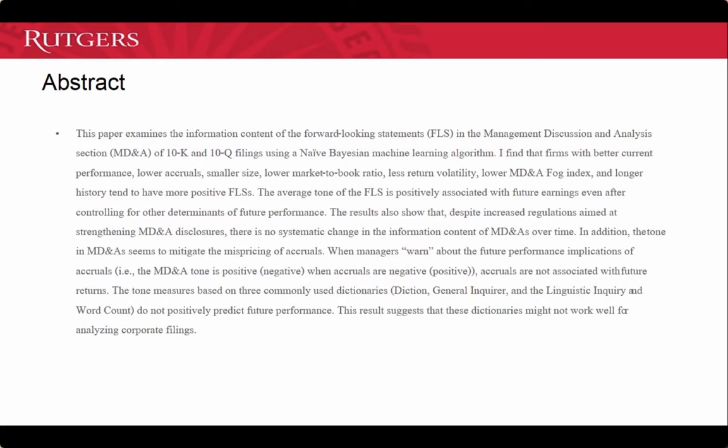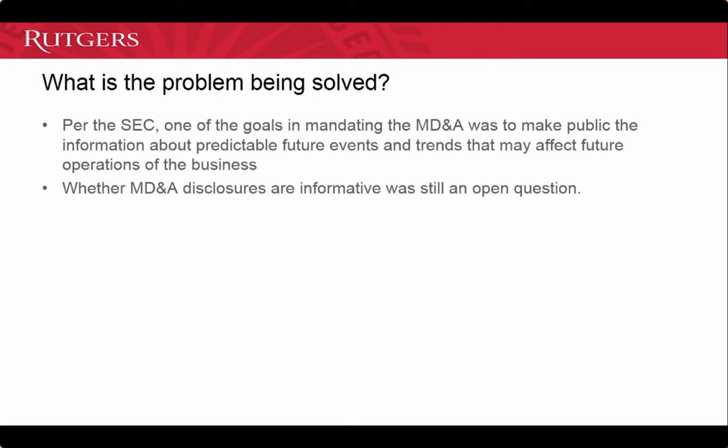So I'm going to go over why the paper is important, what the problem being solved is, and what the contributions of the paper are towards solving the problem. Okay, so what is the problem being solved? This is what we were just talking about. According to the SEC, one of the goals of the MD&A is to make public information about predictable future events. Okay?